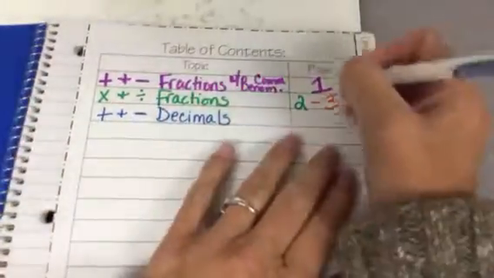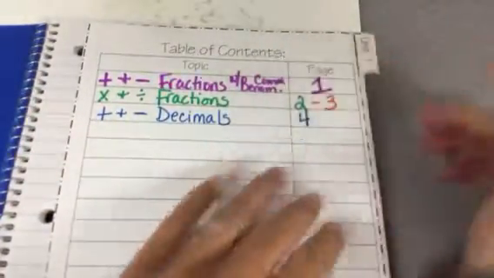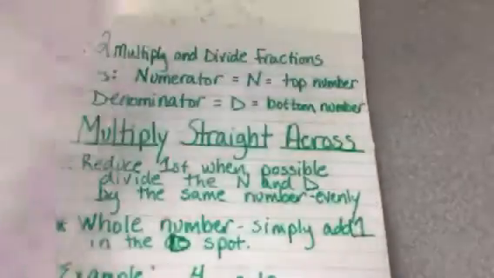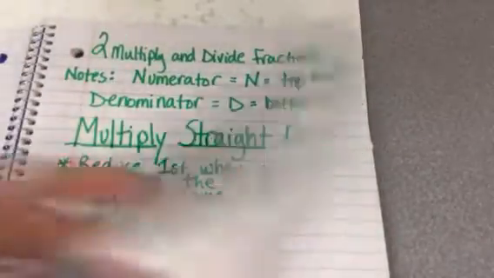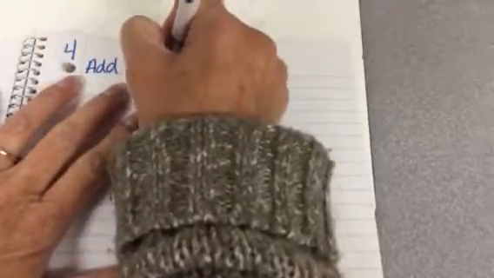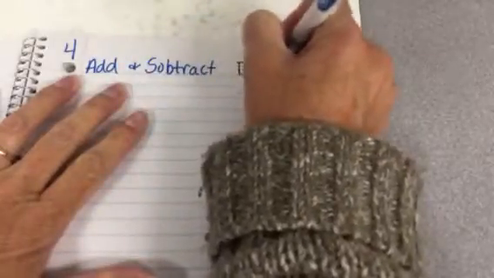Okay, adding and subtracting decimals, and we will be starting on page 4. So we're going to go over to page 4 in our journal. We'll write a 4 in the top corner, and we're also going to write add and subtract decimals.